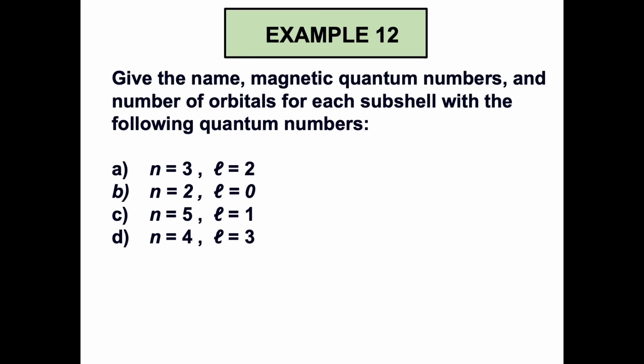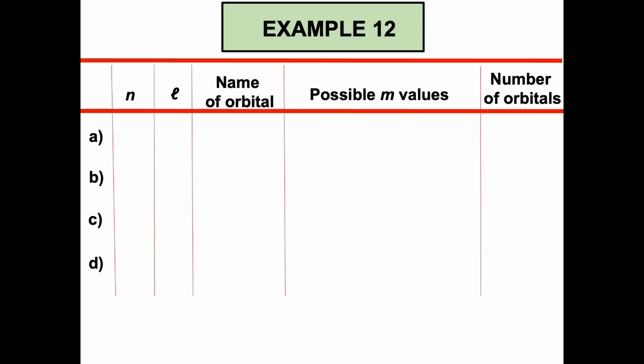The question asks you to give the name, magnetic quantum numbers, and number of orbitals for each subshell with the following quantum numbers. Since the question asks you for many things, you can make a table like this to make it more organized and easy to answer. So for part A, the condition given is n equal to 3, L equal to 2. So the name of the orbital will be 3d. As the condition restricts L to equal 2, the possible m values will be -2 to +2. And the number of orbitals is 5.